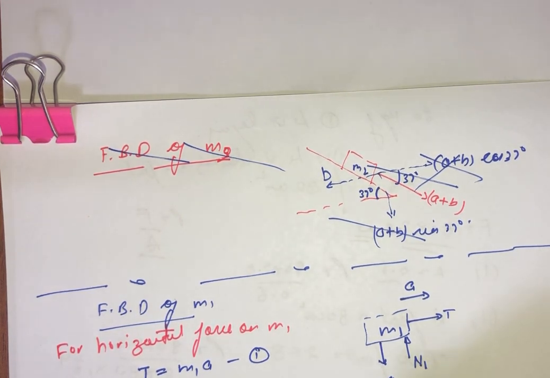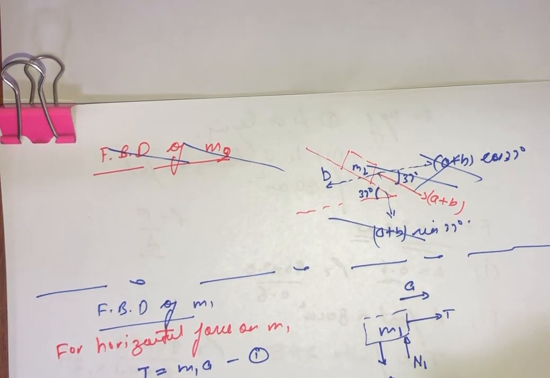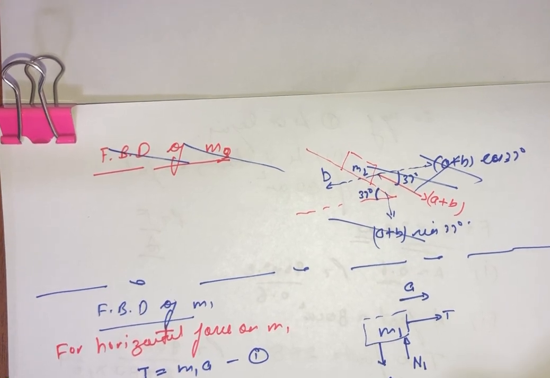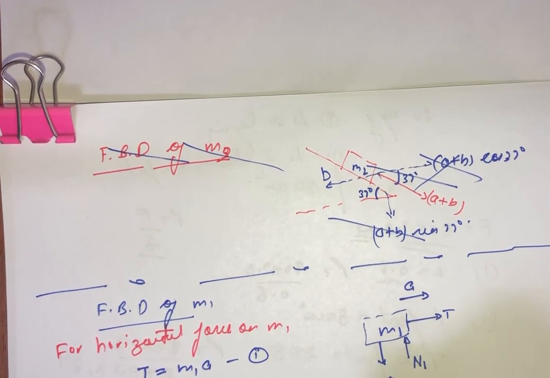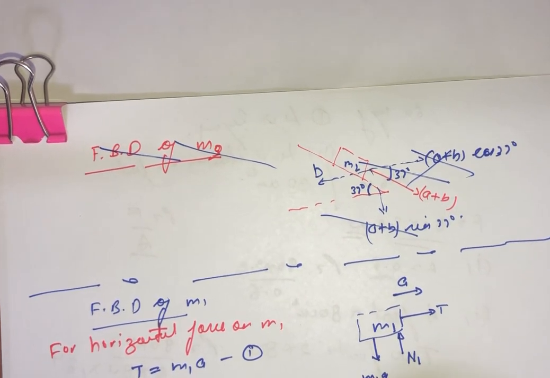There will be normal because of mass M2 in this direction. Let us call this N2, and it can be also divided to two components. This will be our angle of 37 degree, so we are going to have N2 sine of 37, and this will be N2 cos of 37, and it is moving towards left with the acceleration of B.